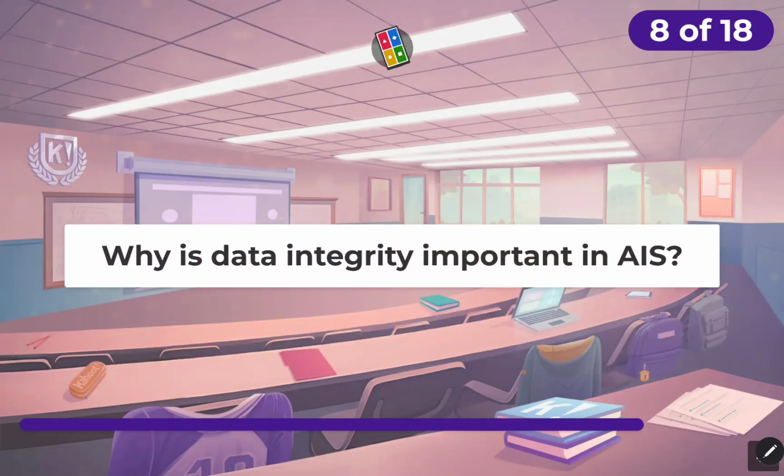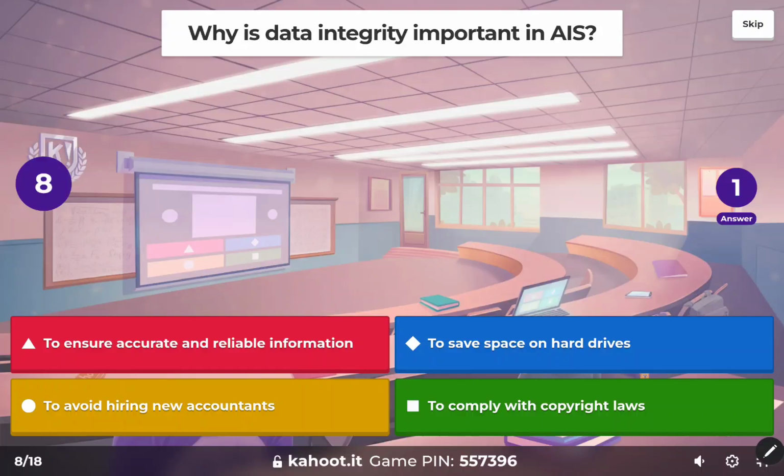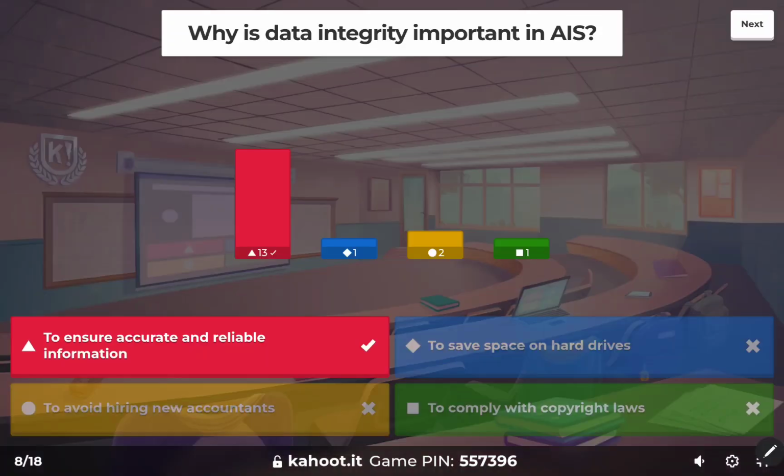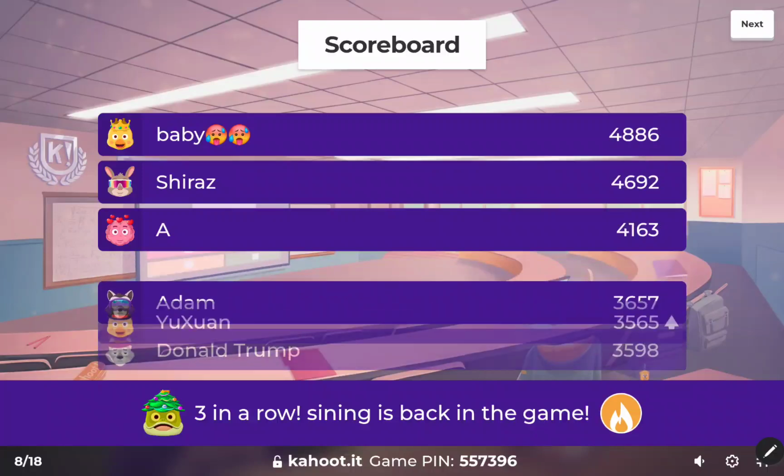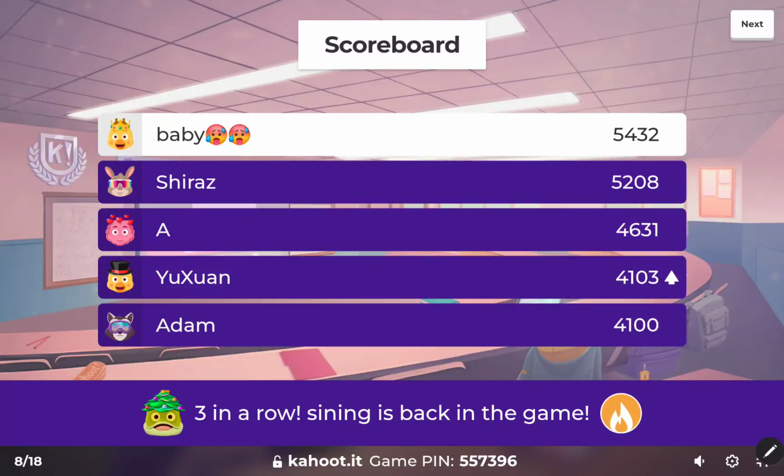Why is data integrity important in AIS? Oh, to avoid hiring new accountants. To save space on hard drive. Very interesting. To avoid hiring new accountants. Let me see. Oh, baby is still strong. Okay, next.